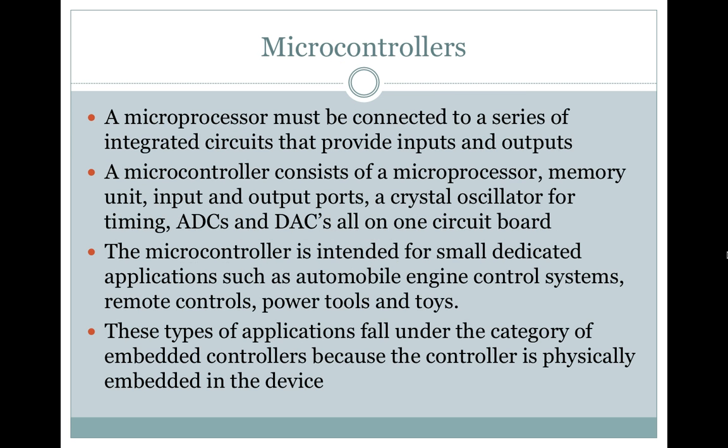Microcontrollers. A microprocessor must be connected to a series of integrated circuits that provide inputs and outputs. A microcontroller consists of a microprocessor, memory unit, input and output ports, a crystal oscillator for timing, ADCs and DACs all on one circuit board. The microcontroller is intended for small, dedicated applications such as automobile engine control systems, remote controls, power tools, and toys. These types of applications fall under the category of embedded controllers because the controller is physically embedded in the device.